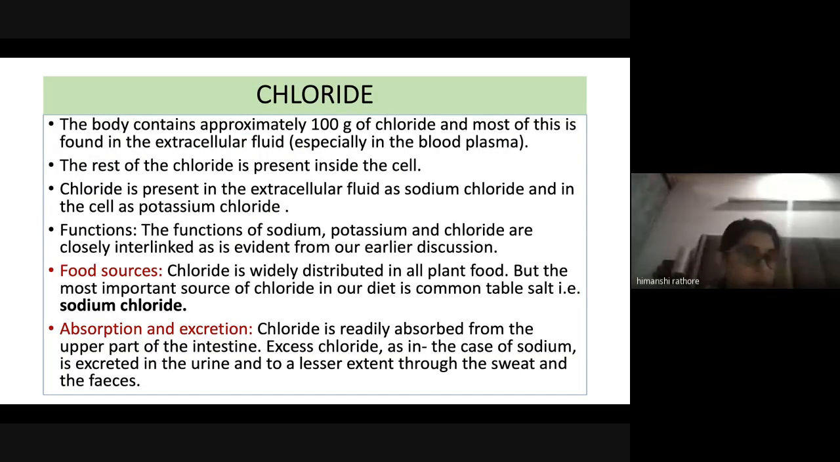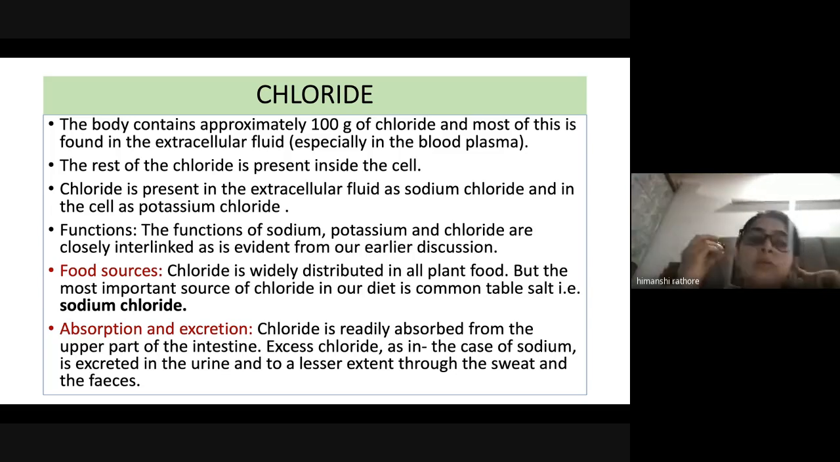Moving forward, there is a third mineral which is called chloride. As I discussed with you, chloride is present in the extracellular fluid, and like sodium, it is also present in salt, because salt is made up of sodium chloride, and hence the chloride content is taken by the body from the common salt which we eat. So, which food group provides you chloride? It's only the common salt, as in the case of sodium.